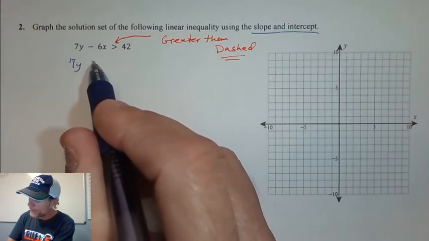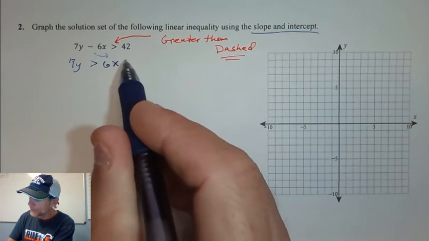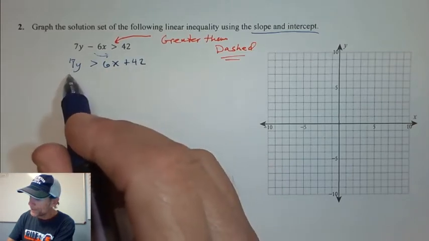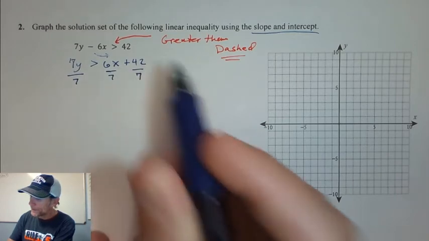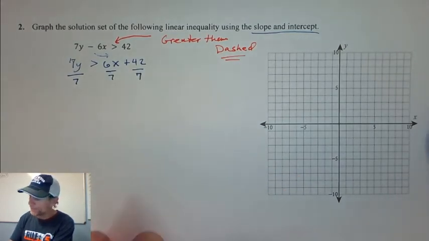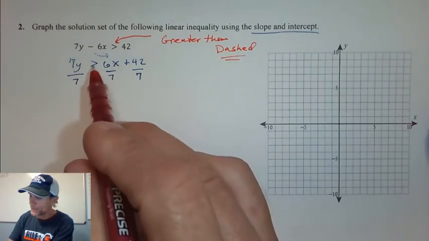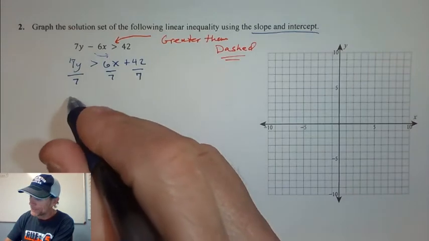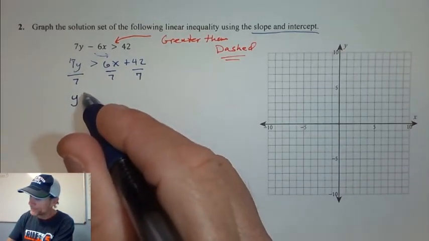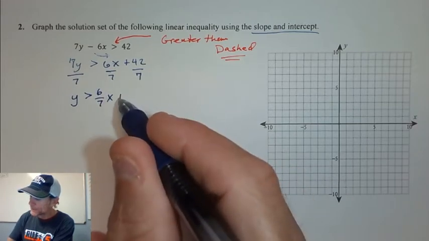So switching this to slope-intercept form, I'm going to move my negative 6x over to this side, so it'll become positive 6x. I'm going to divide by 7. Now do remember that at this point, if I was dividing by a negative, I would have to flip the inequality sign. But here I'm dividing by a positive number, so I don't have to flip the inequality sign. Okay, so I have y is greater than 6/7 x plus 6.